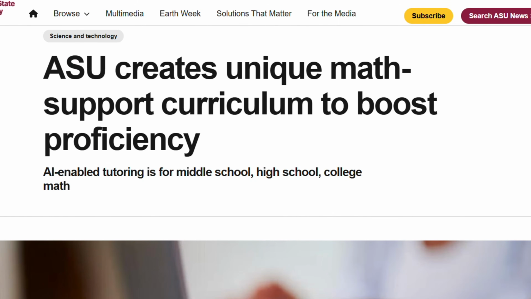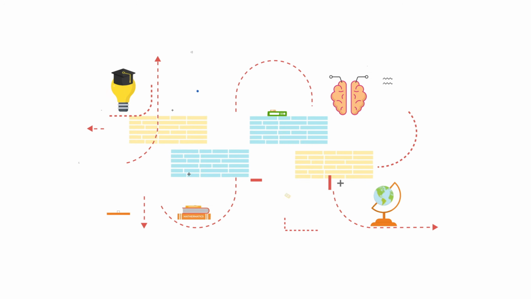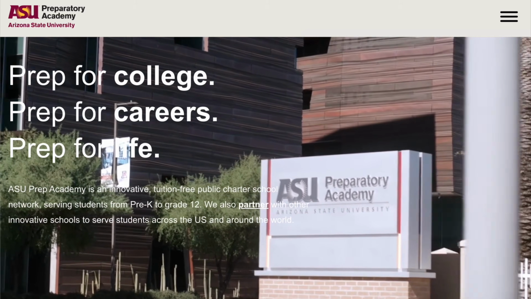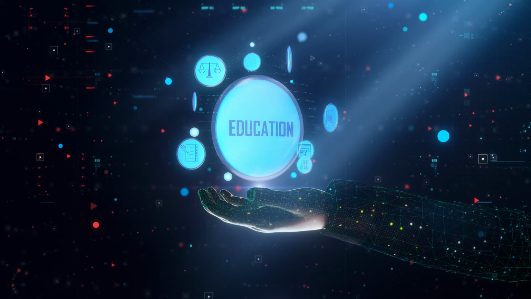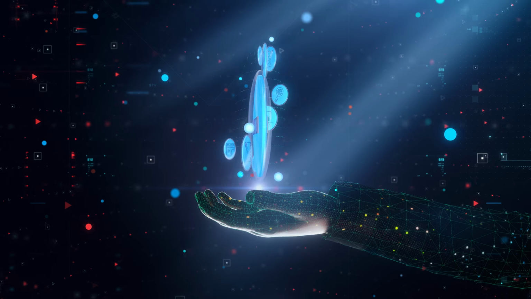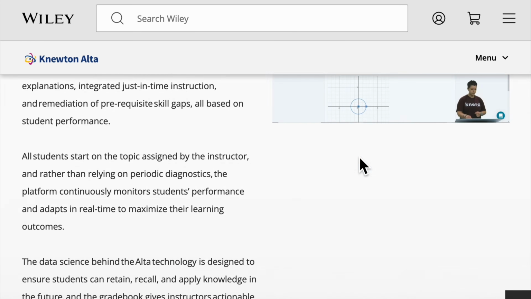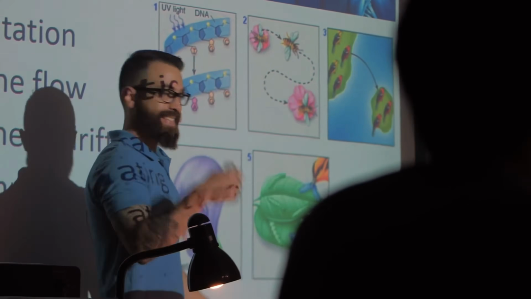For example, ASU's Math and Computer Science curriculum, MAX, uses AI-powered adaptive courseware and diagnostic tools to provide personalized math learning for ASU K-12 Preparatory Academy. The K-12 space is also embracing adaptive and generative technologies like Knewton, now part of Wiley, which delivers personalized content to support student success.